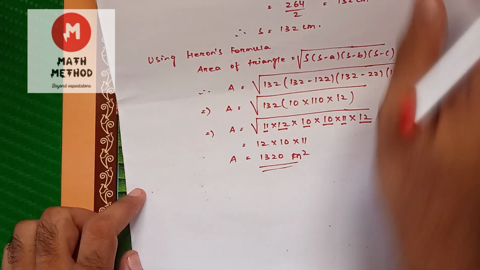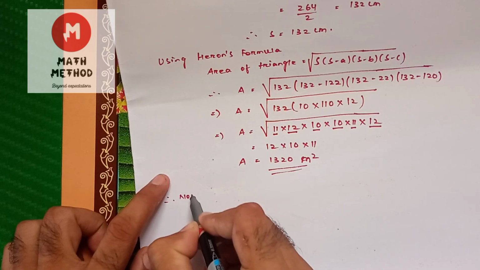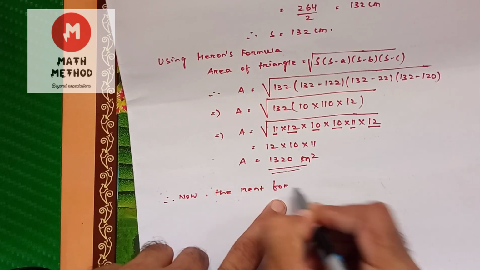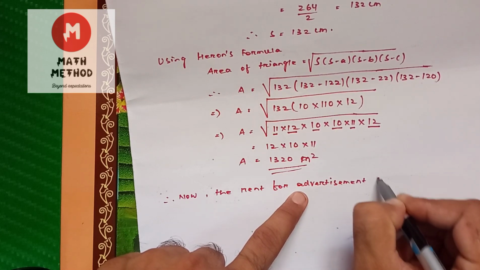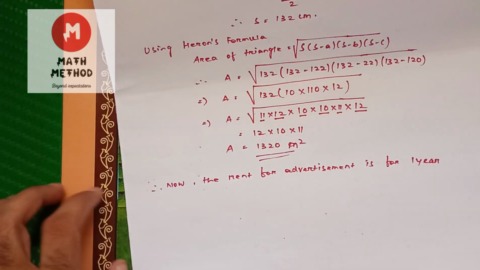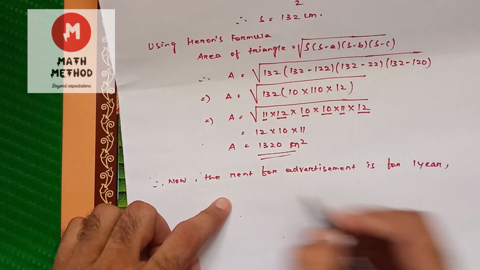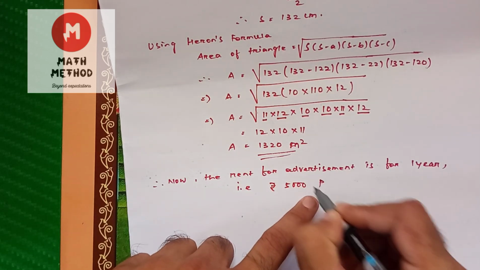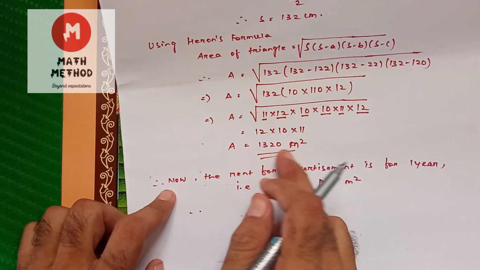Therefore, it is given that the rent for advertisement is for 1 year, at the rate of rupees 5000 per meter square. Therefore here our area is 1320 meter square.